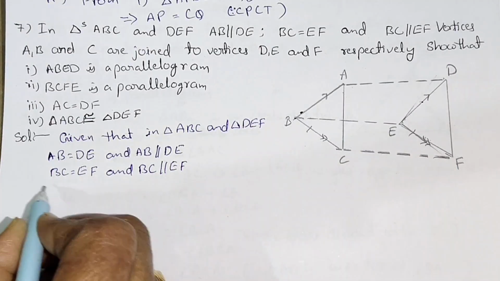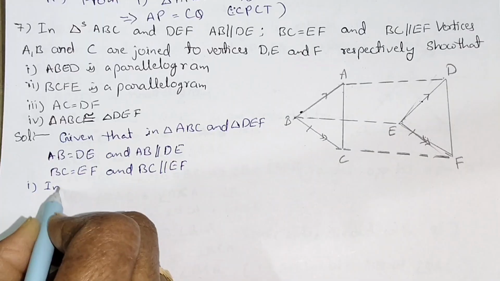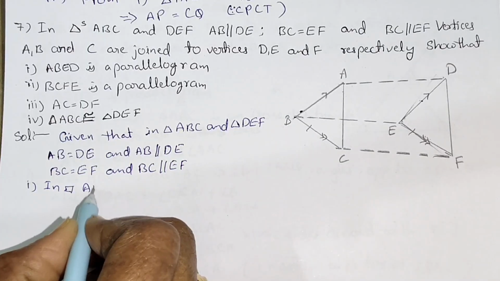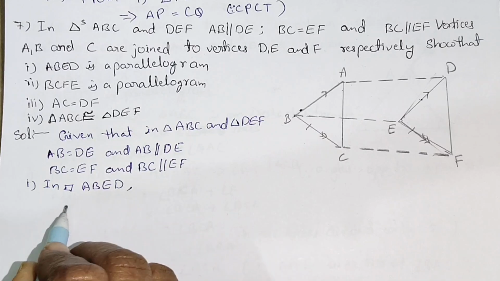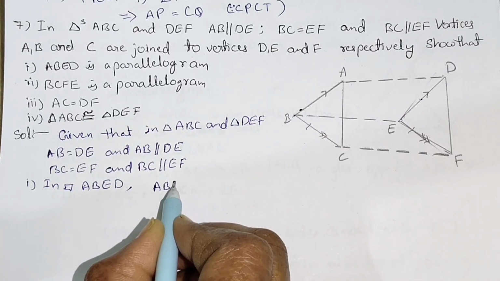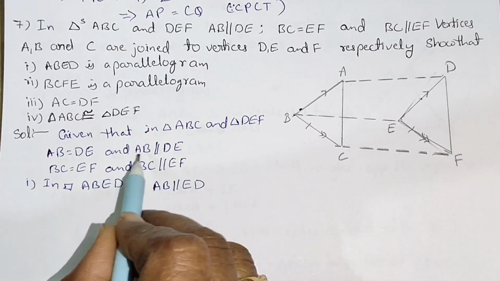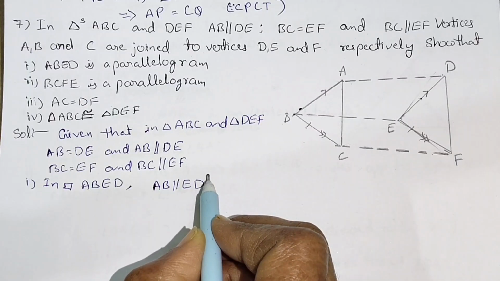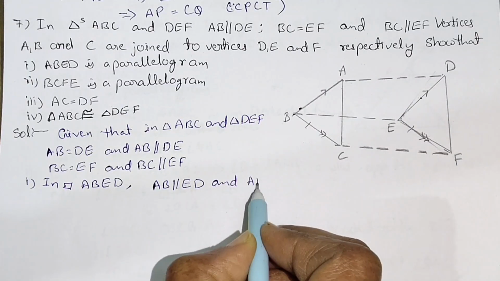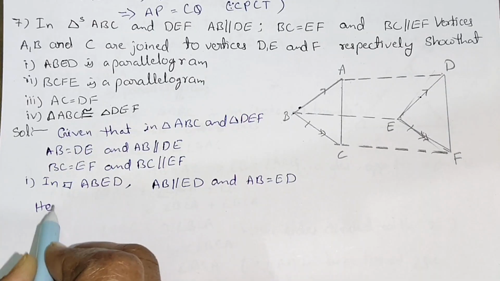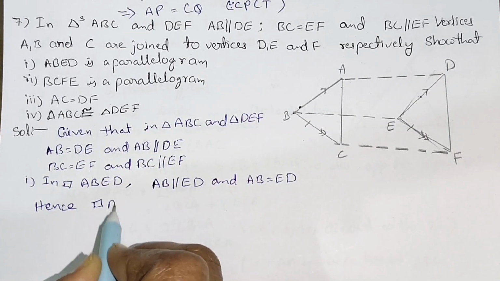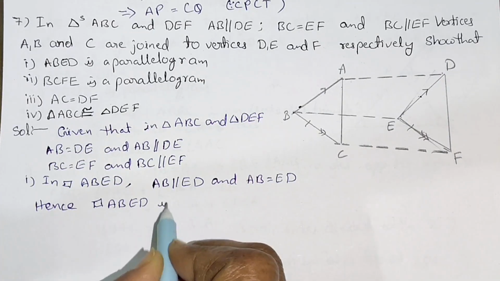We write that one. First in ABED, AB is parallel to ED or DE, and AB equal to ED. Hence ABED is a parallelogram.